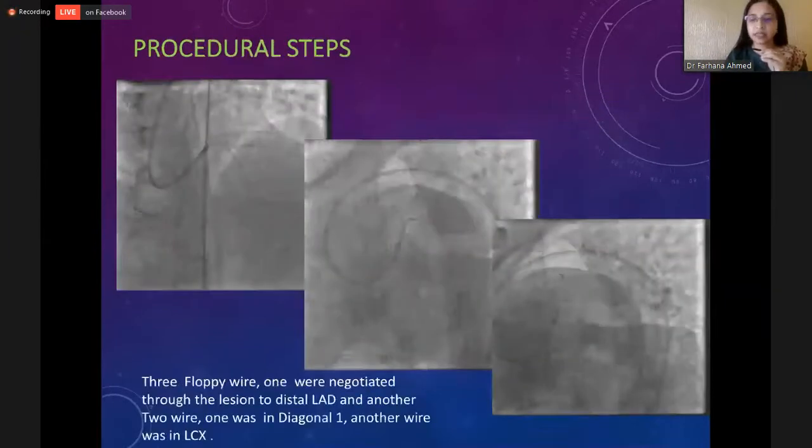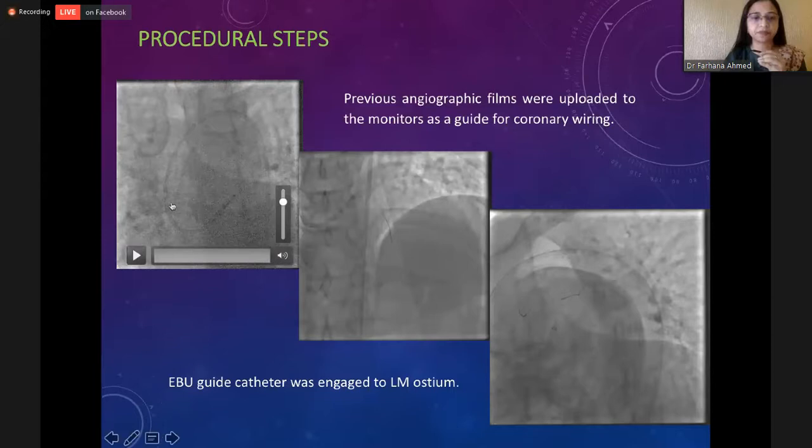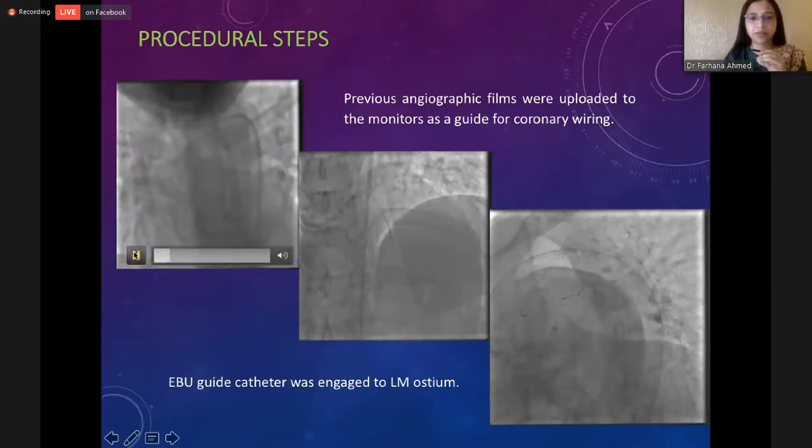Zero contrast PCI is itself a very challenging procedure. The challenge remains in terms of engagement of the guide catheter without contrast, wiring of the lesions, as well as stent placement. Meticulous, careful analysis of the previous angiographic views is very important. The previous angiographic films were uploaded to the monitor as a guide for the coronary wiring as well as the coronary catheterization. An EBU 7 French guide catheter was engaged in the left main ostium.